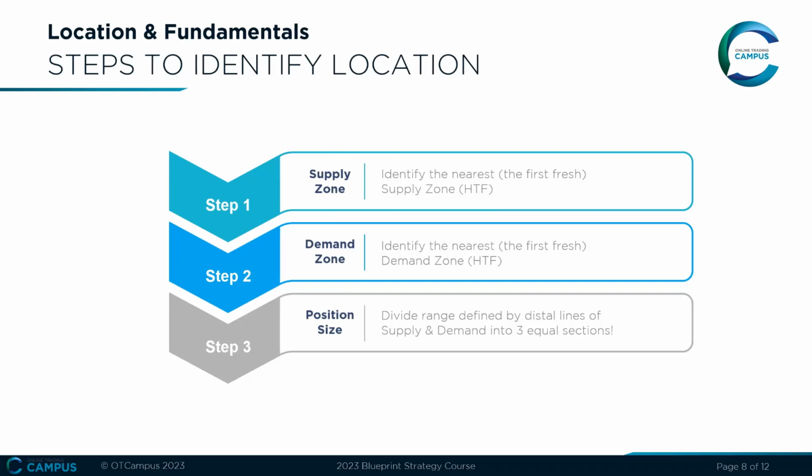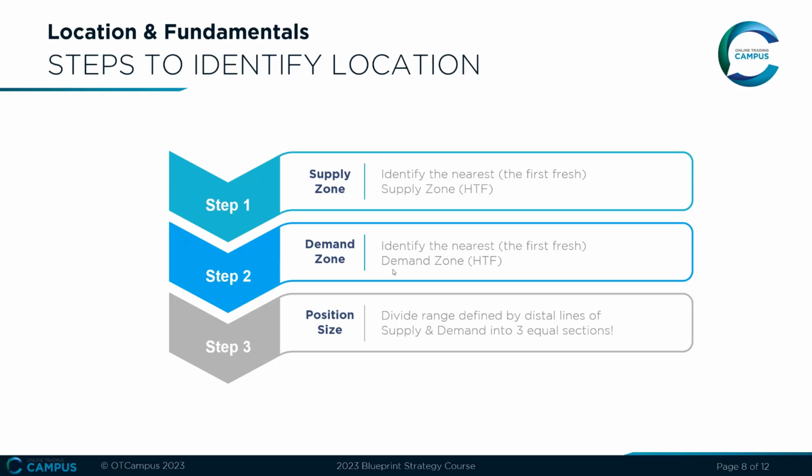That's very simple. We identify the nearest supply zone on a higher time frame. Now, when I say the nearest, what I mean by that is the first fresh. Okay, we'll talk about freshness in a second, but we'll identify the nearest supply zone on a higher time frame. Then we'll identify the nearest demand zone on a higher time frame. Now, it doesn't really matter which one you do first. You could do demand first, you could do supply first. It really doesn't matter. In this case, we go top to bottom. So supply first, top, and then demand later, second.